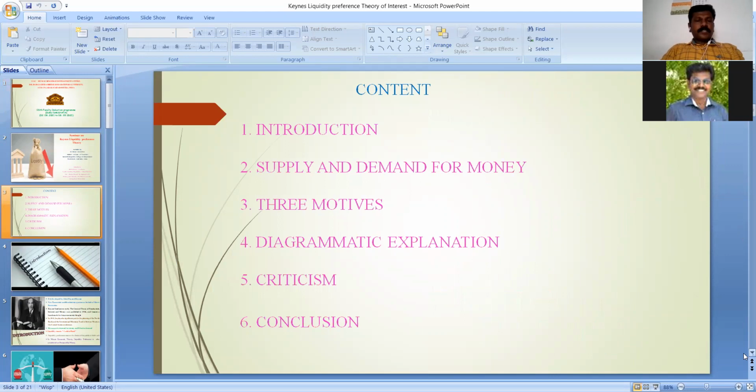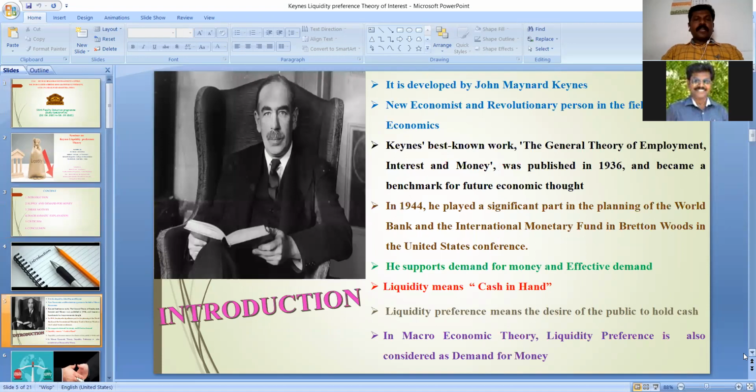Let us start with the introduction for this theory. The second one is supply and demand for money. The third one is the three motives for this theory. The fourth one is the diagrammatic explanation for this theory. Then what are the criticisms it has? Then what is the conclusion for this theory? Let us discuss one by one.